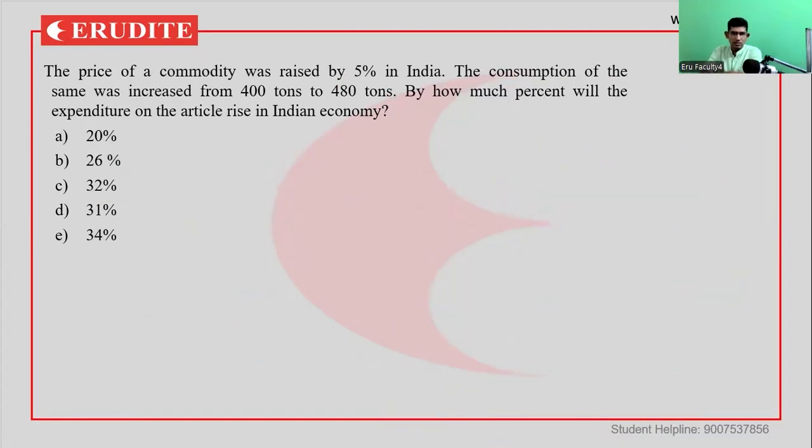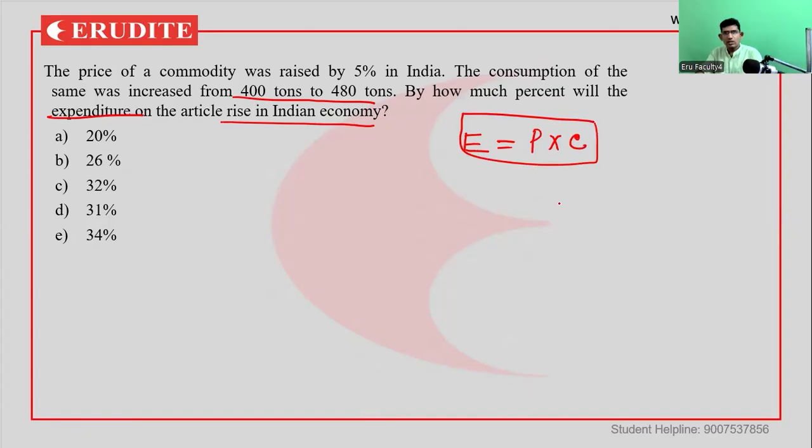Here the question says, the price of a commodity was raised by 5%. The consumption of the same was increased from 400 tons to 480 tons. By how much percent will the expenditure on the article rise in the economy? So here also I can apply the same. What is expenditure? Expenditure means price into consumption. That means there is a product relation: the product of price and consumption is equal to expenditure.